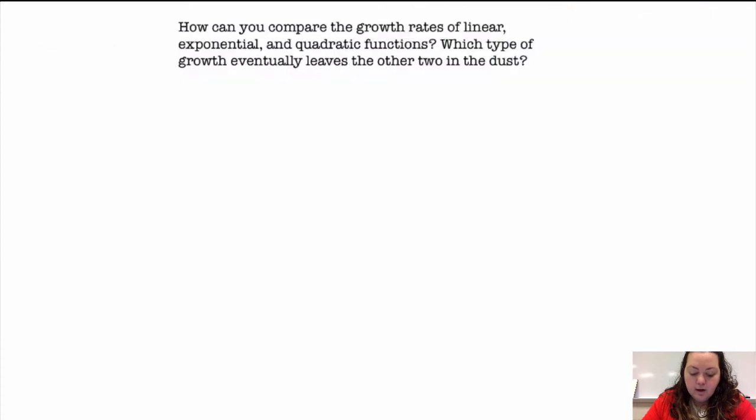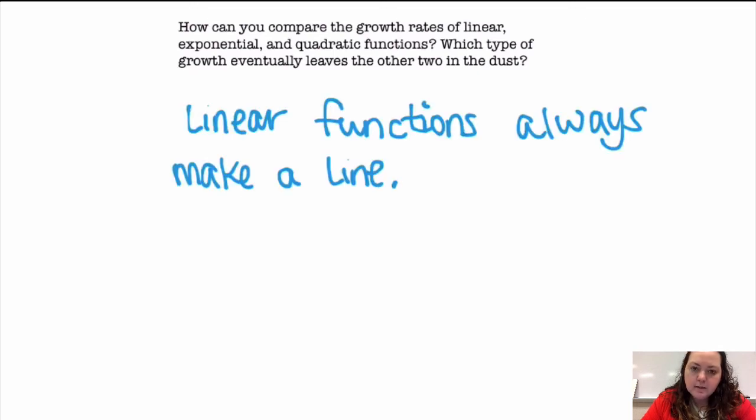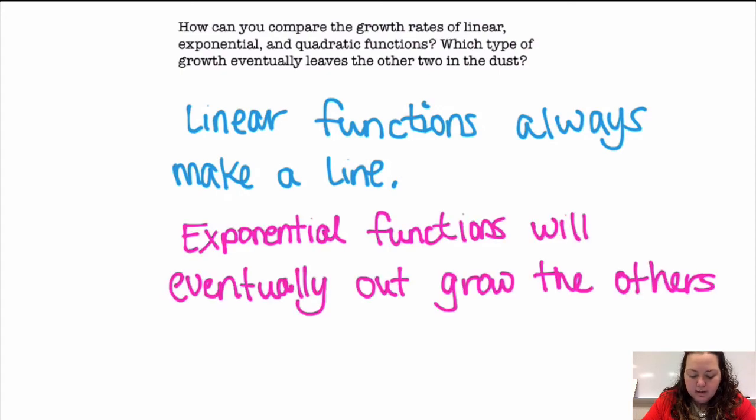All right, how can you compare the growth rates of linear, exponential, and quadratic functions? Which type of growth eventually leaves all the other 2 in the dust? So we already said exponential functions, if all of them are positive, are always going to exceed the other types eventually, okay? But if you looked at ours, it looked like quadratic was kind of winning, but eventually the exponential would have gone way beyond it. Linear functions are always going to make a line, quadratic functions are always going to make a parabola, and exponential functions will eventually outgrow the others.